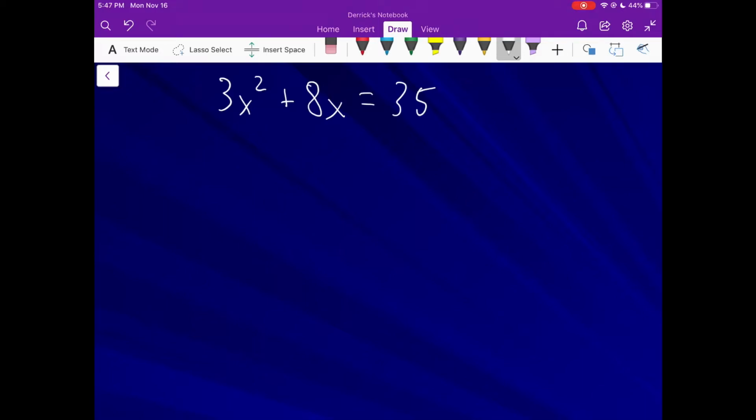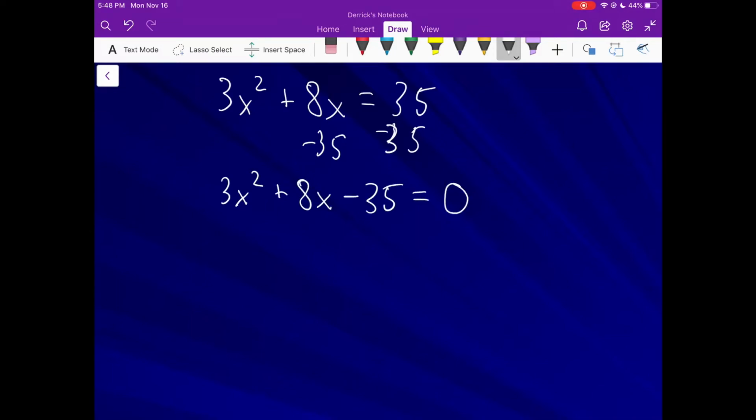Technically, we do have the choice. We could move everything to the right side, which would require us to subtract 3x squared and subtract 8x. Obviously, I think the easier and more efficient way to do this would be to just subtract 35 to the other side, giving us 3x squared plus 8x minus 35 is equal to 0.